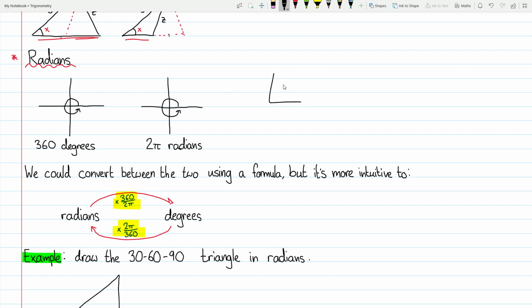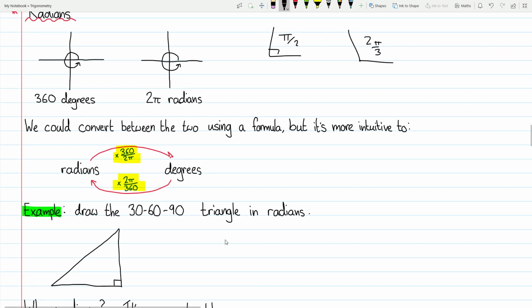So, for example, instead of our right angle being 90, which is just this thing divided by 4, we could divide this thing by 4, and that gives you pi over 2 radians. That's a right angle. Or if we wanted to do 1/3 of a rotation, we could divide this into 3.